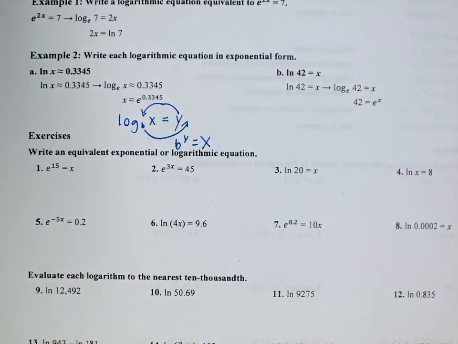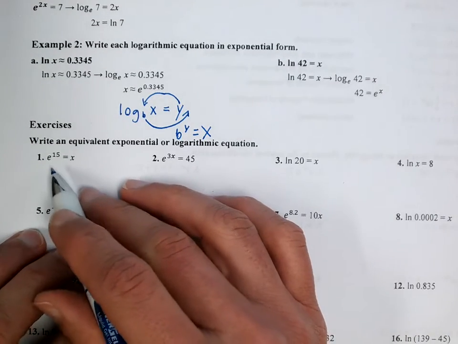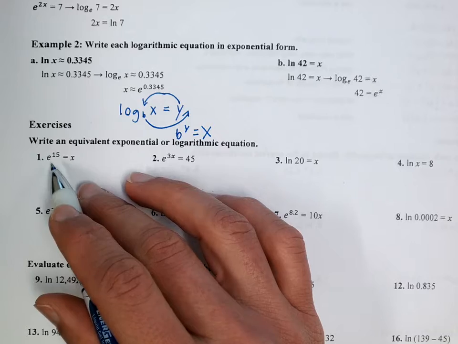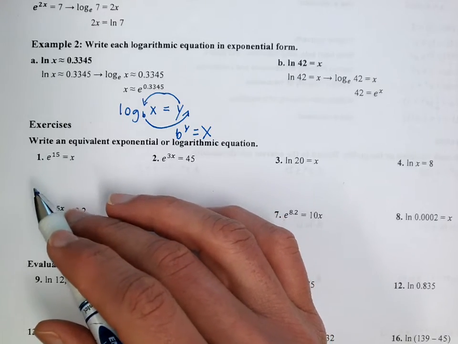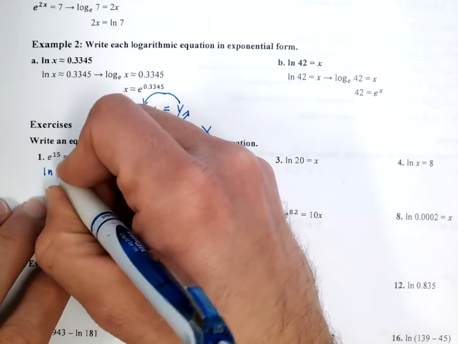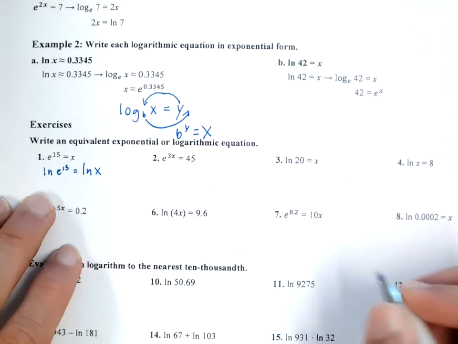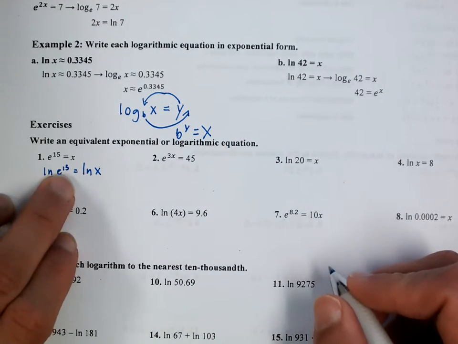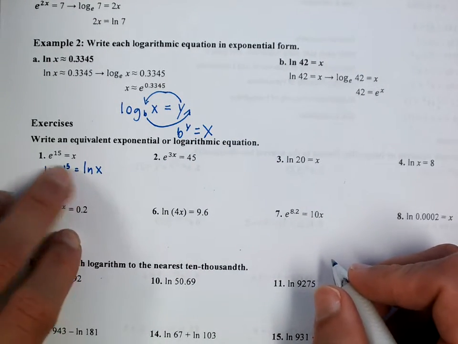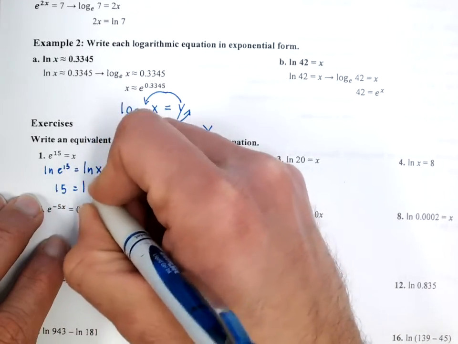Now, that tends to be kind of confusing for me. So what I like to do is think about it like this: if I want to write this as a natural log, and I am going to write it as a natural log because this is e, I take the natural log of both sides. Now the natural log of e, they're inverses. Remember that 15 can be moved to the front, so this is the same thing as 15 is equal to the natural log of x.